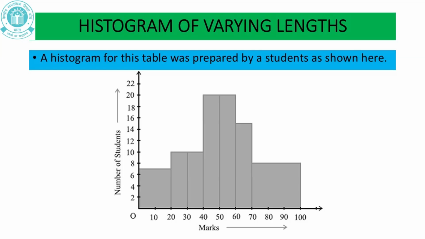It shows a greater frequency in the intervals 70 to 100 than in 60 to 70, which is not the case. So, we need to make certain modifications in the lengths of the rectangles so that the areas are again proportional to the frequencies. Let us see the steps to be followed.